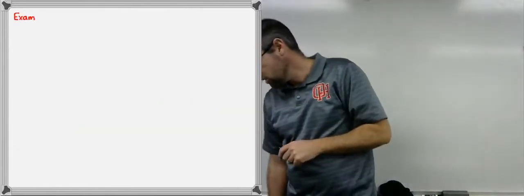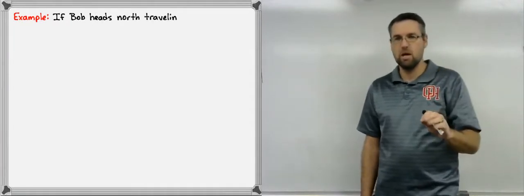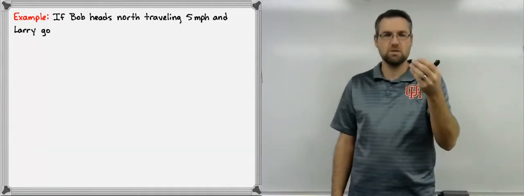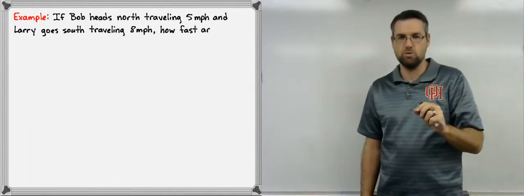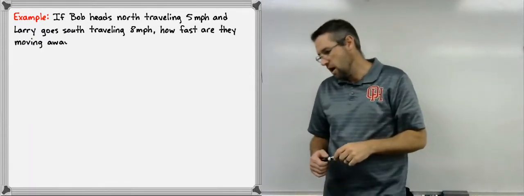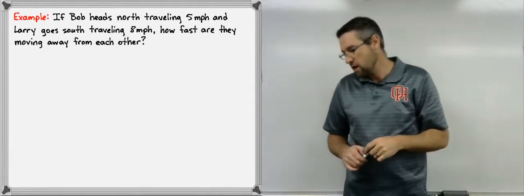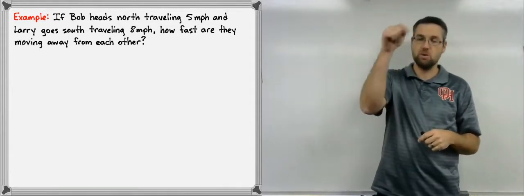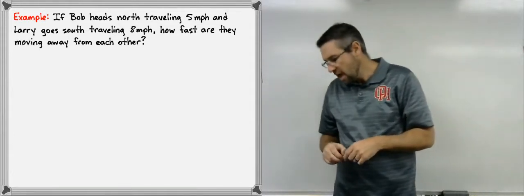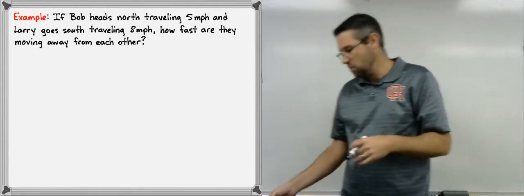Okay. So let's go ahead and take a look at an example. And this example at first is going to seem very simple. It's going to seem very obvious, but there's an underlying principle that we need to understand for why this is true. Okay. So here it says if Bob heads north traveling 5 miles per hour and Larry goes south traveling 8 miles per hour, so Bob's going this way and Larry's going that way, how fast are they moving away from each other?